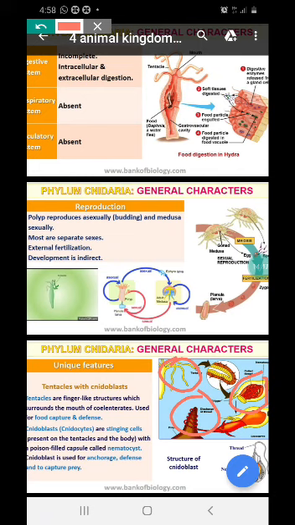Clear? So these are the nidoblast cells or the stinging cells. Clear? Which are used for anchorage. Anchorage means to fix one's body to one place, right? And also for defense and to capture the prey. Clear?